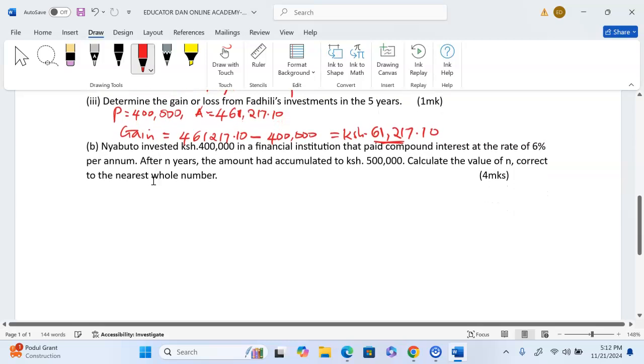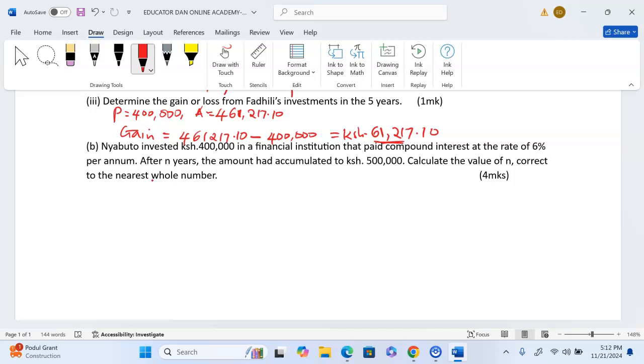We move to part B. Nyabuto invested 400,000 in a financial institution that paid a compound interest at the rate of 6% per annum. After n years, the amount had accumulated to 500,000. We calculate the value of n. The amount invested, 400,000, gives us our principal. The 500,000 is the amount. We know that the rate of interest in this case was 6%. So we are supposed to find the value of n.